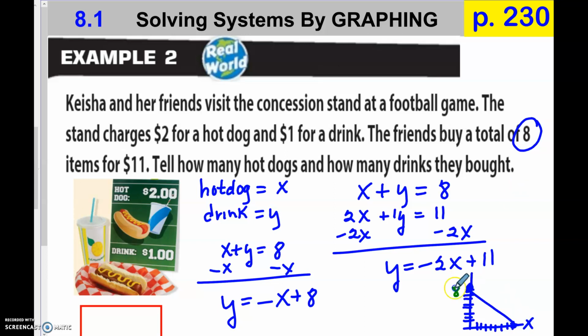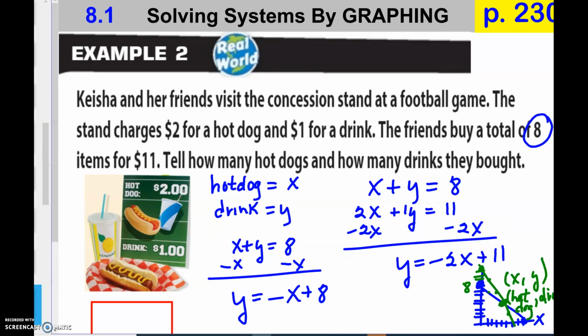Then the second equation, I'll just do in green. So if this was 8, 9, 10, 11, and this one's going to go down 2 over 1, down 2 over 1, down 2 over 1. You can see that this green line and blue line are going to meet at a point. What point is that? That point is the answer to this problem, and it will tell us how many hot dogs and drinks. Remember, we did x comma y, so whatever comes first is the hot dogs, and then whatever comes second is your drinks.